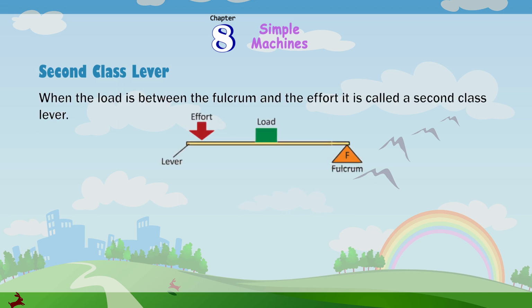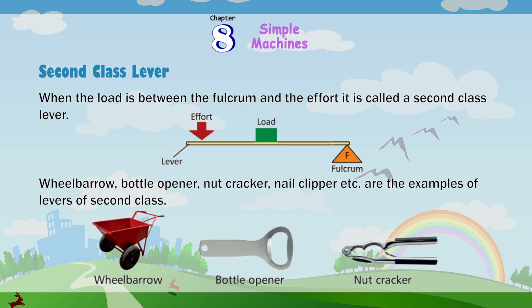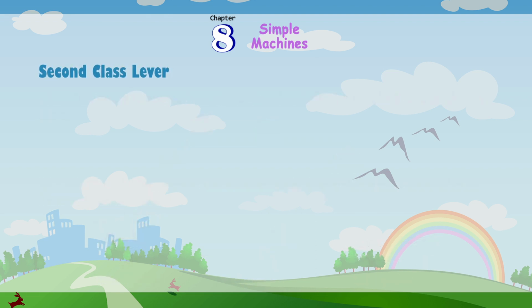Second class lever. When the load is between the fulcrum and the effort, it is called a second class lever. Effort, load, fulcrum. Wheelbarrow, bottle opener, nutcracker, nail clipper, etc. are the examples of levers of second class. Wheelbarrow, bottle opener, nutcracker.